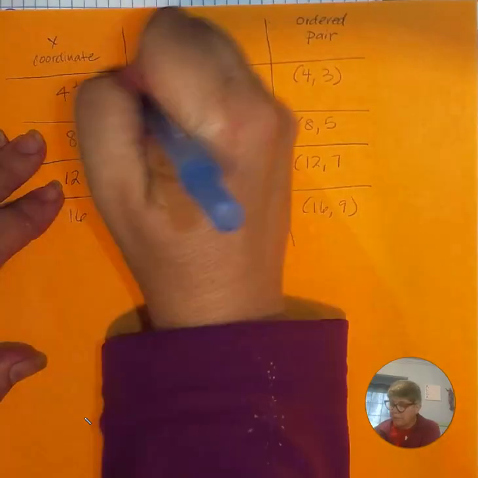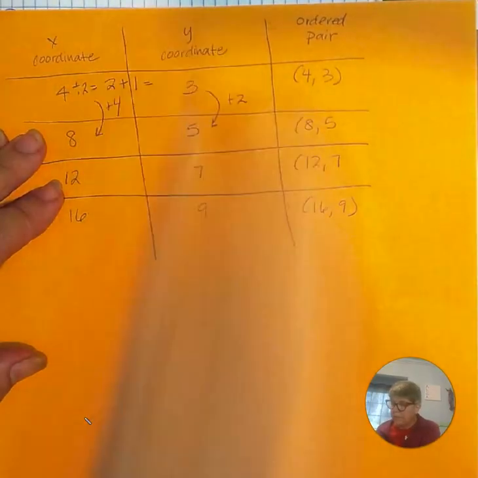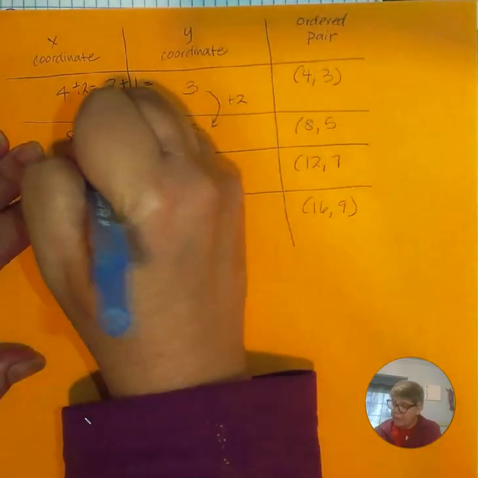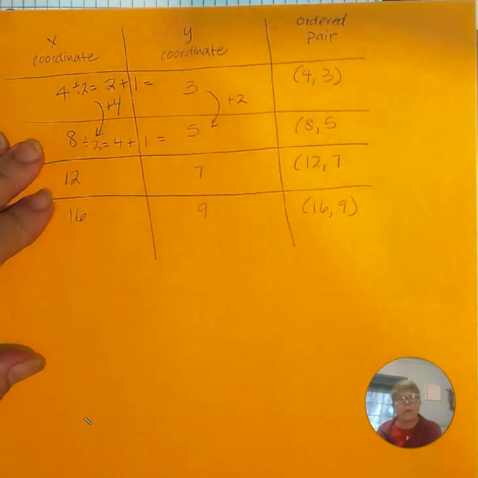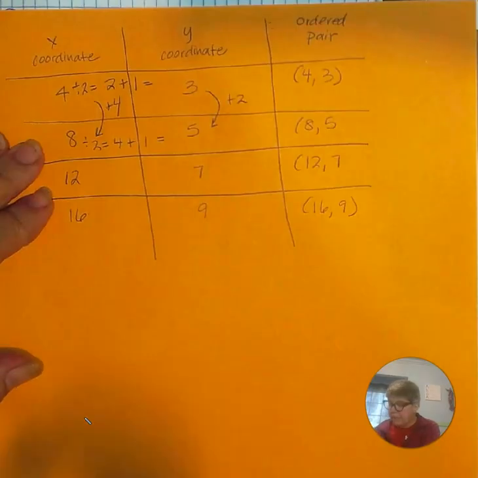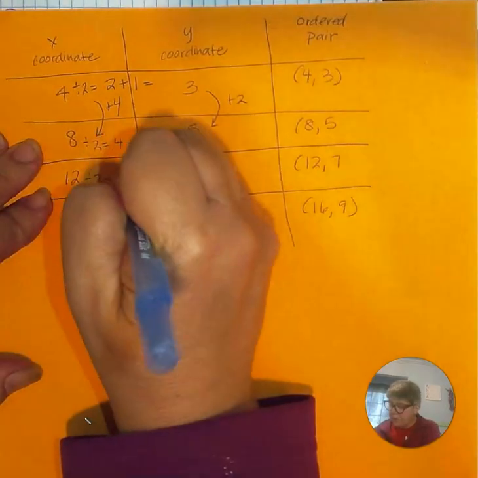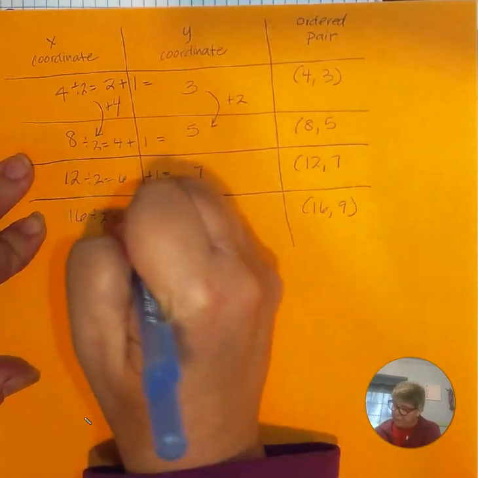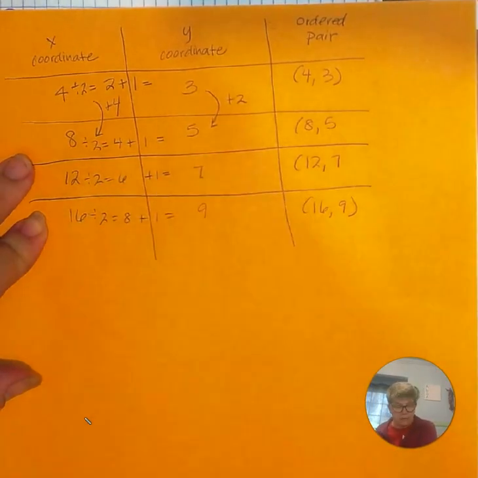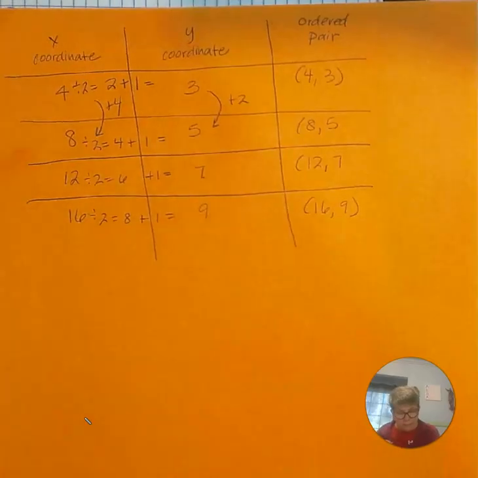And then how do we get to 3? Add 1. Let's see if it works. 8 divided by 2 equals 4, plus 1 equals 5. Aha! See how we have to figure it out? We have to guess and check, right? 12 divided by 2 equals 6, plus 1 equals 7. 16 divided by 2 equals 8, plus 1 equals 9. Okay. The y coordinates are 1 more than half of the corresponding x coordinate.